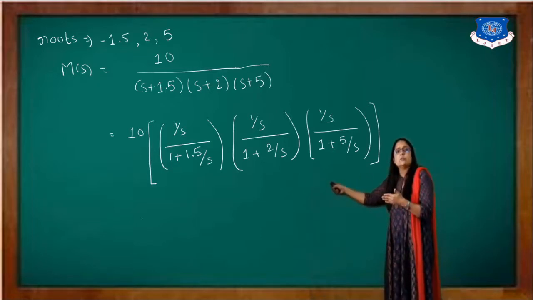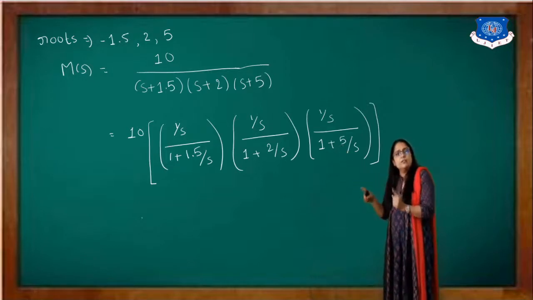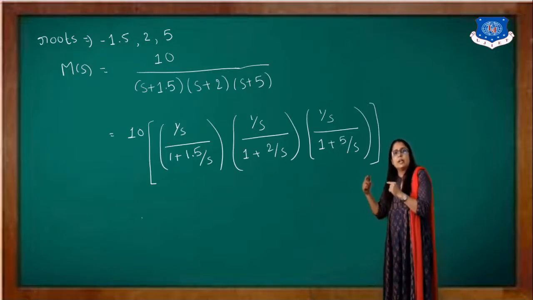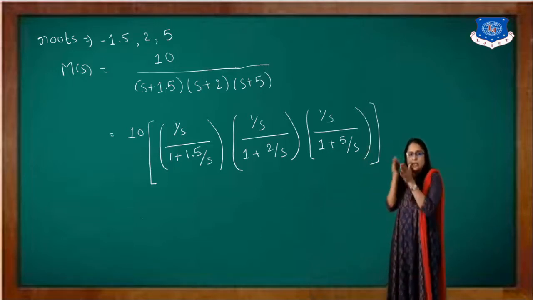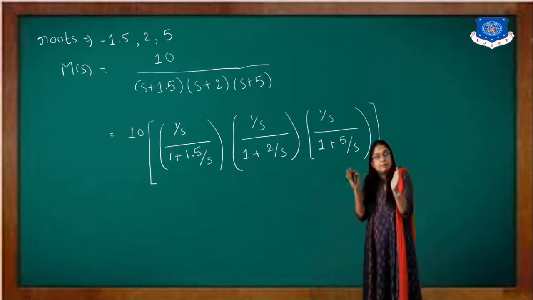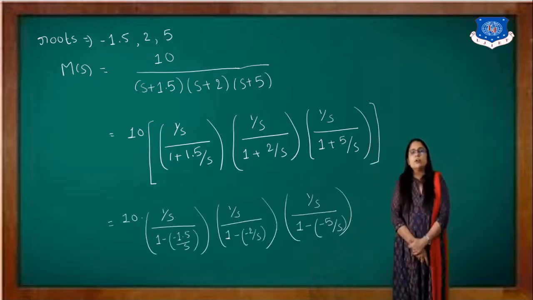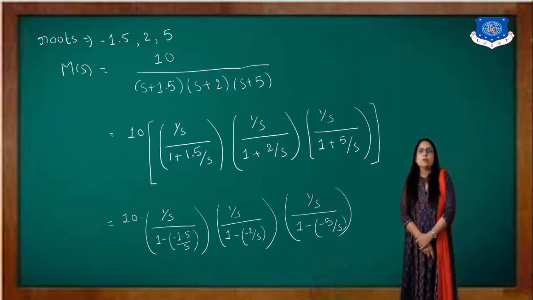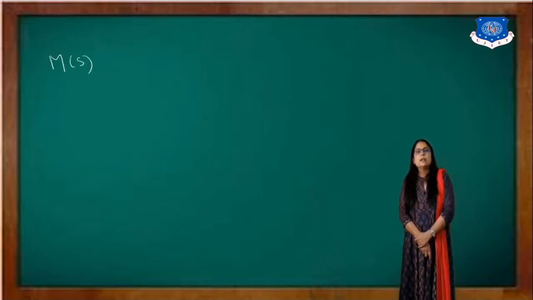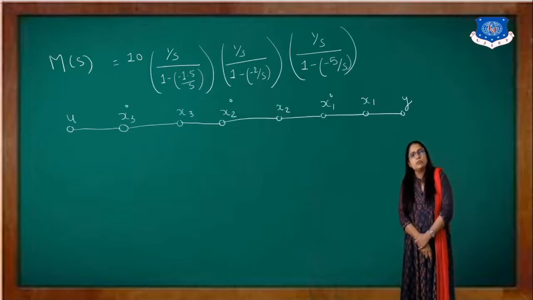You just take the s common and write down in the numerator like this: 1 by s, then 1 plus 1 by 5s, then 1 by s, 1 plus 2 by s, then 1 by s, 1 plus 5 by s. You have to consider that as a secret bracket. Next, you have to consider the minus sign, as you know very well, because of the SFG formula. So minus 1.5 by s. Now this is the equation. Based on this we will draw the signal flow graph.